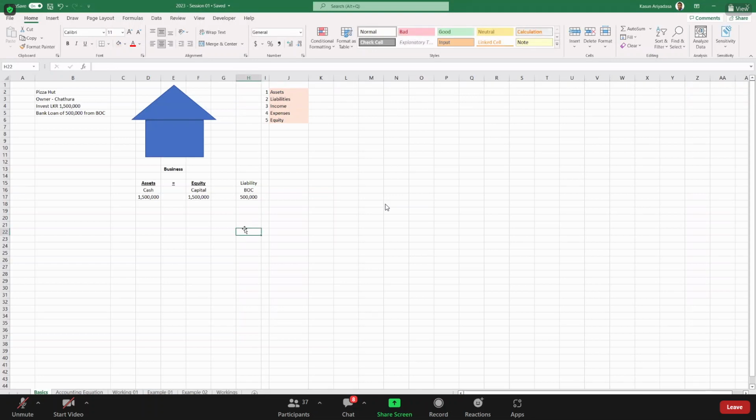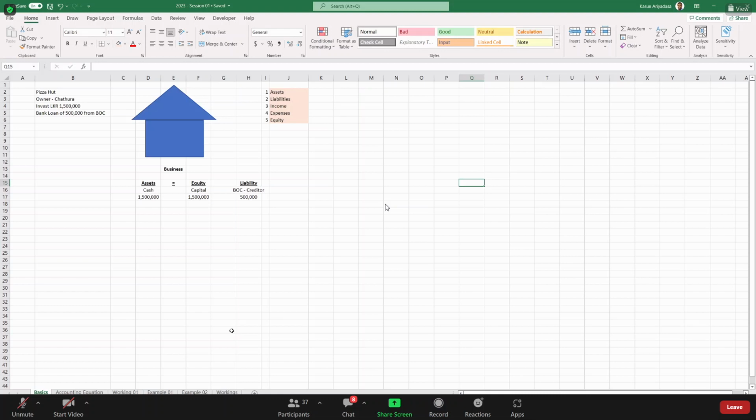Now tell me, who is BOC? Now you know the accounting terms. Who is BOC? Creditor. Wonderful. BOC is our creditor. Yes, that's true. We have a liability of 500,000 towards our creditor, Bank of Ceylon. Great.